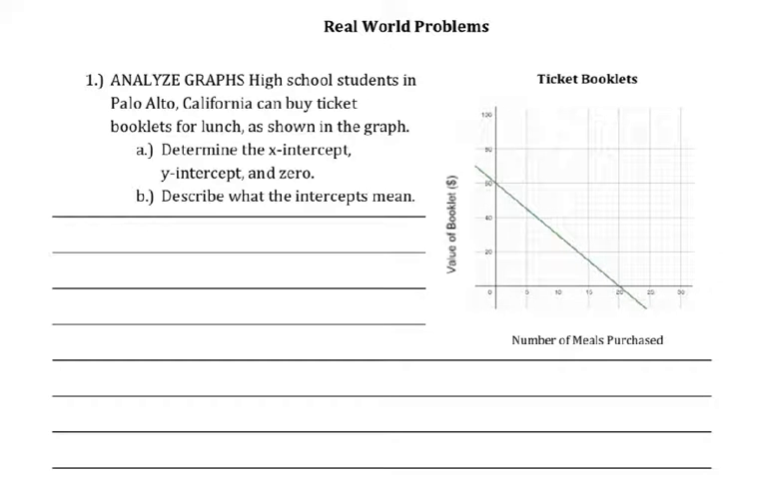So of course now we're gonna have to do real world problems. Here I'm setting up A because I've looked ahead a little bit. High school students in Palo Alto, California, can buy ticket booklets. These are for lunch, and they're shown in the graph. If I look at the x-axis, that's going to be the meals that are purchased, while the y-axis is going to be the value of the booklets.